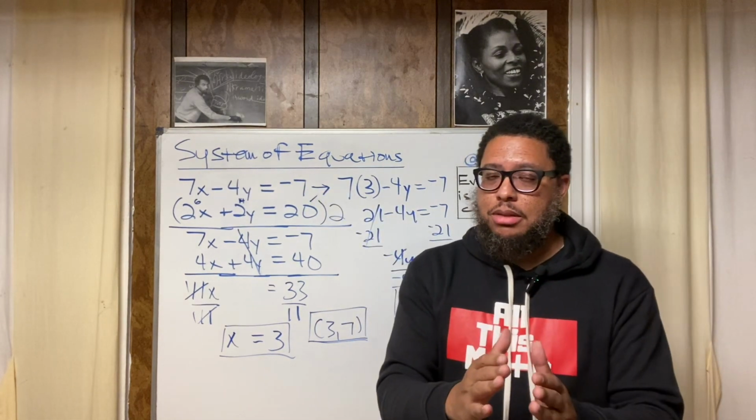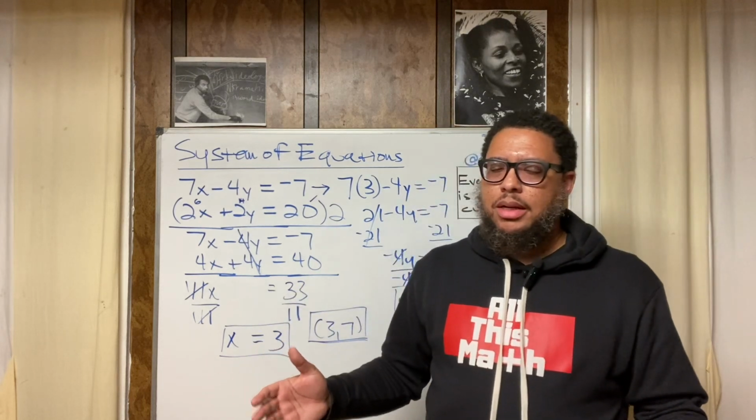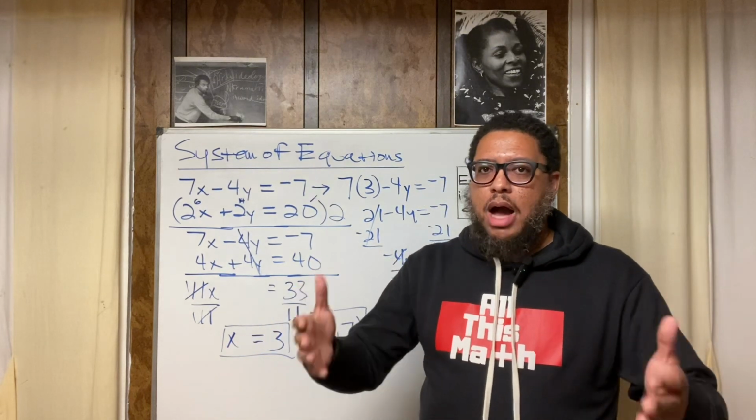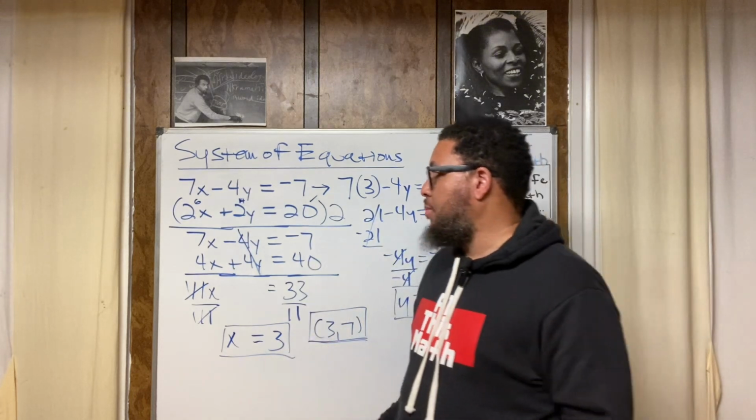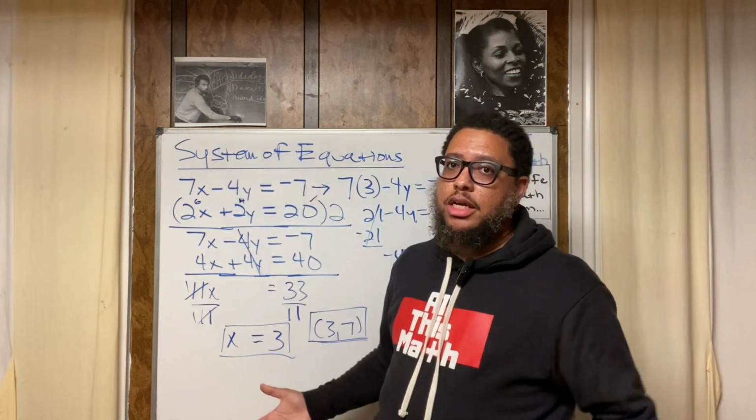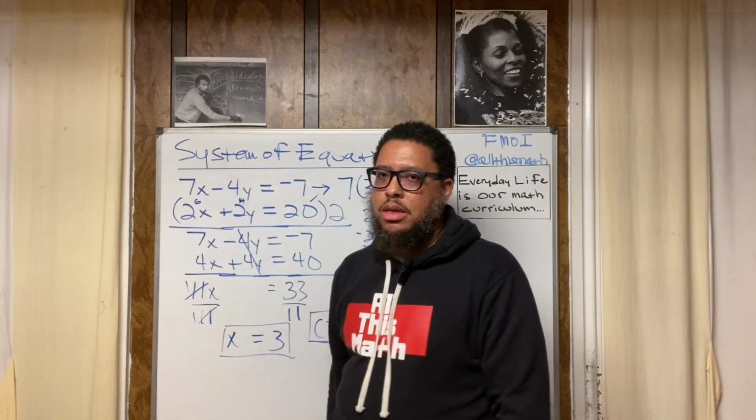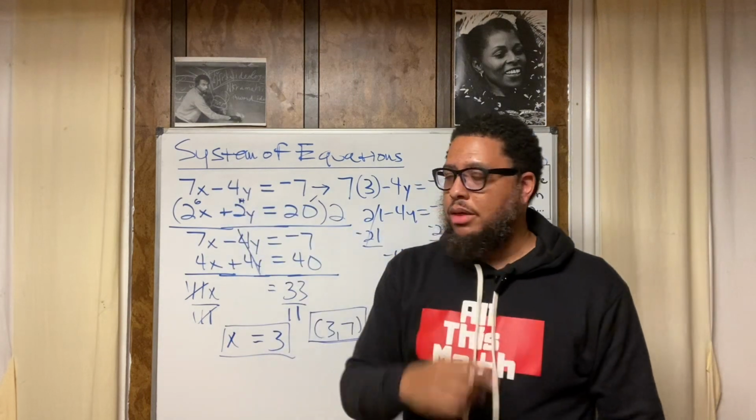Why is it called the elimination method? Because you pick a variable that you want to eliminate. Which variable should you eliminate? It don't matter. It's up to you. You got power. When you know how to do algebra, that's empowering. I had the power to say, you know what? I feel like eliminating the y's. I could have just as easily said, you know what? I feel like eliminating the x's. You know what? I might do another video where I eliminate the x's instead of the y's. I think I'm gonna do that.